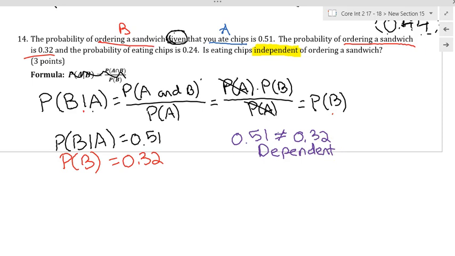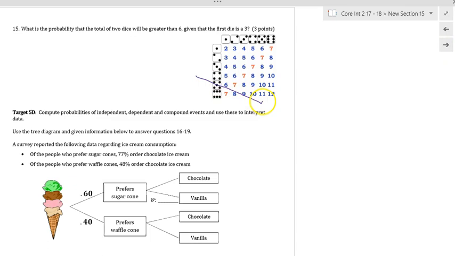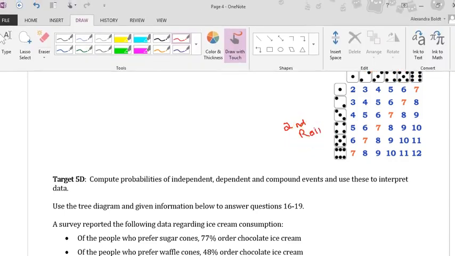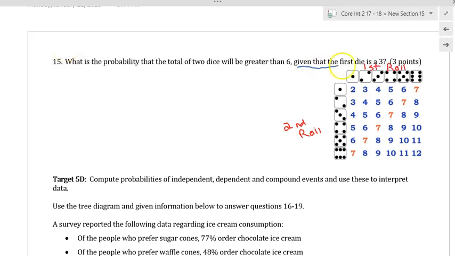All right, let's look at our last question. What is the probability that the total of 2 dice will be greater than 6, given that the first die is 3? Remember, on here, our top is our first roll, and the side is the second roll. This is kind of like our table problem. I am given that the first die is a 3. So I'm only going to be looking at the numbers where I have the first roll being a 3.